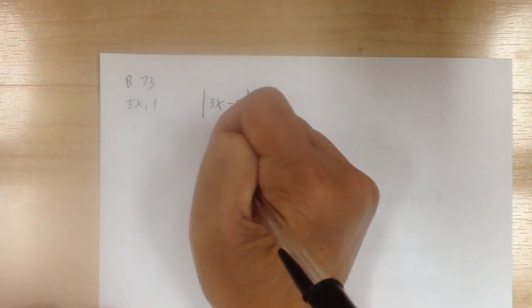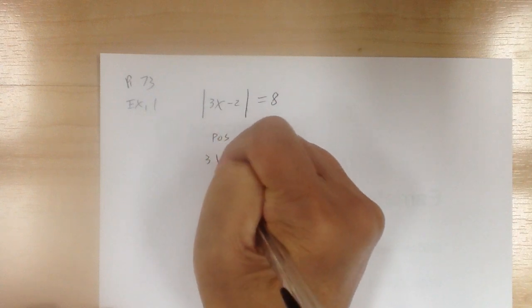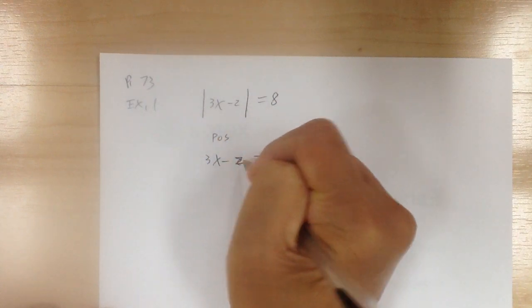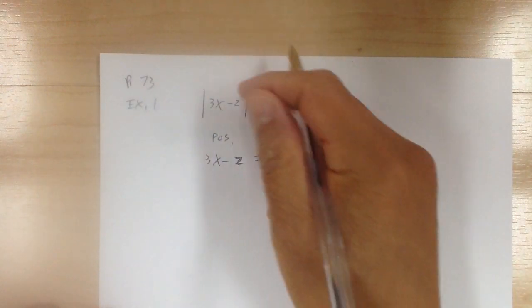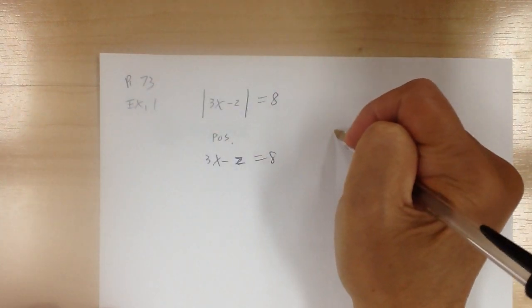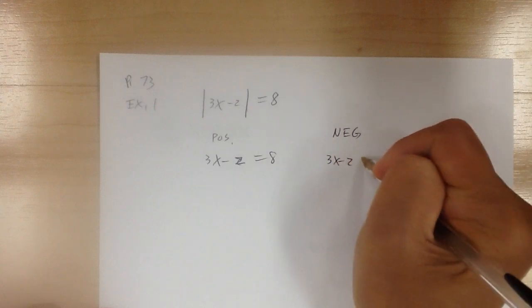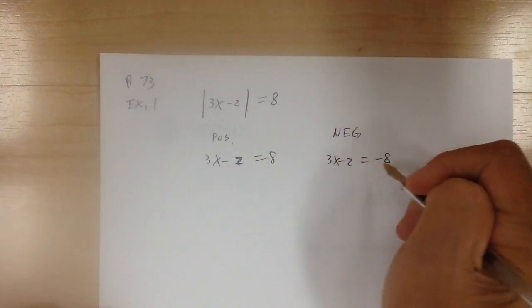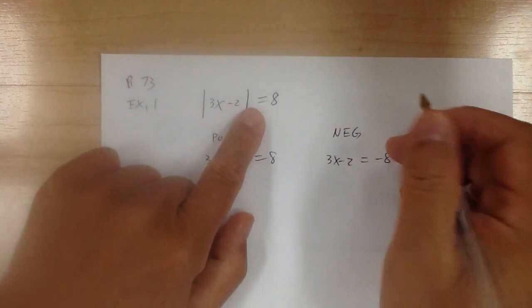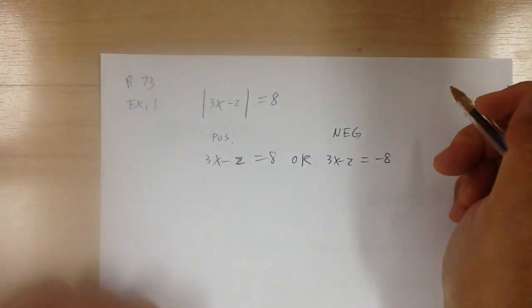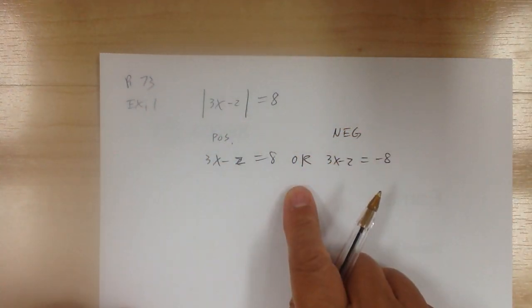So the first one is the positive equation. So it'd be 3x minus 2 equal to 8. The positive equation, everything stays the same, you just drop the absolute value bars. Then you have the negative equation, 3x minus 2 equal to negative 8. You have to times this by negative 1. And next thing is that this would be or.